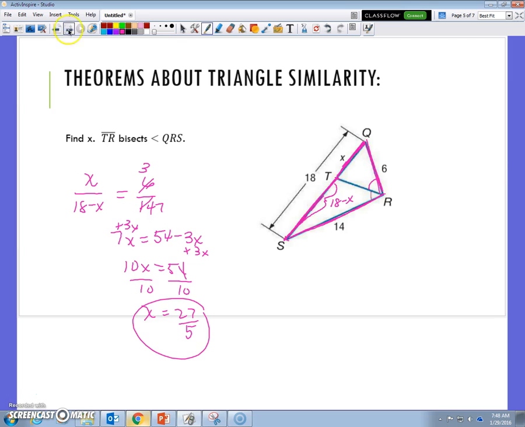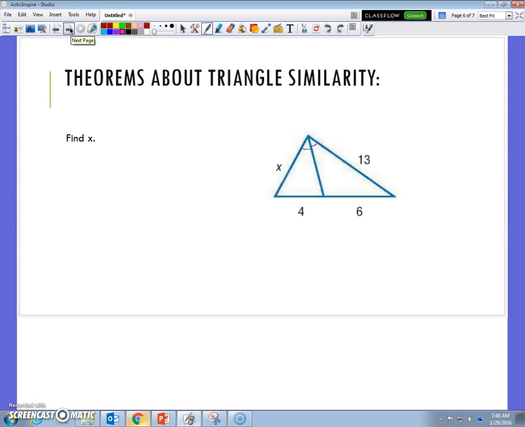Okay, let's take a look at another one here. Once again, find x, and it looks to me like because it's labeled that these angles are the same, this is an angle bisector. And so once again, the triangle angle bisector theorem says that there's a proportional relationship between each part of the segment that it splits. So the 4 can be compared to the 6, and the x can be compared to the 13. And once again, we're not using any measurement. We don't need any value right there for this theorem to work.